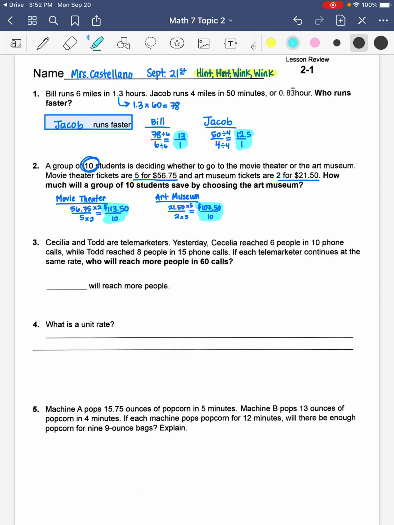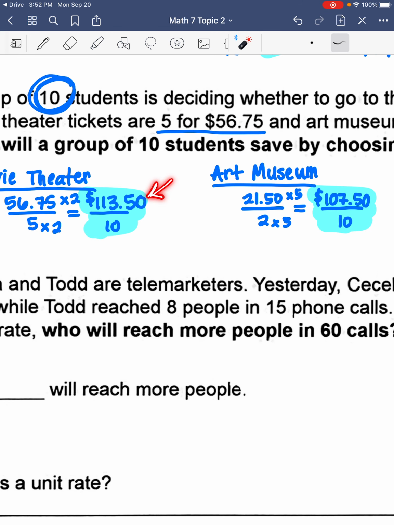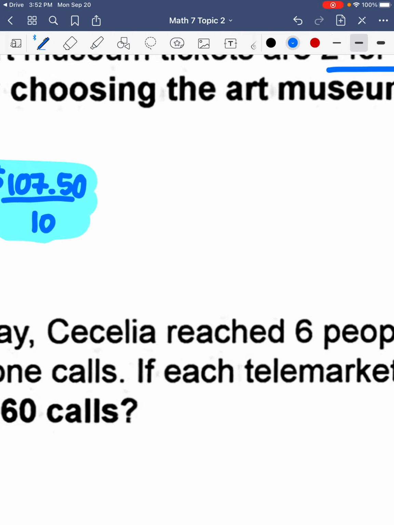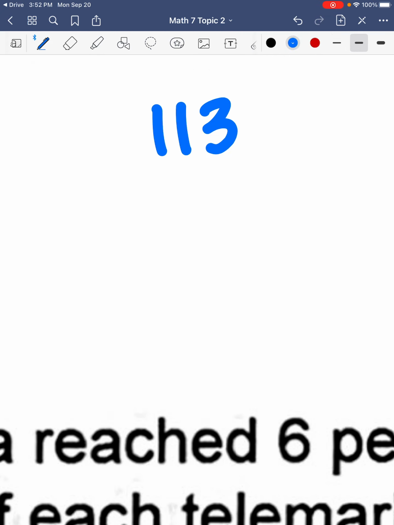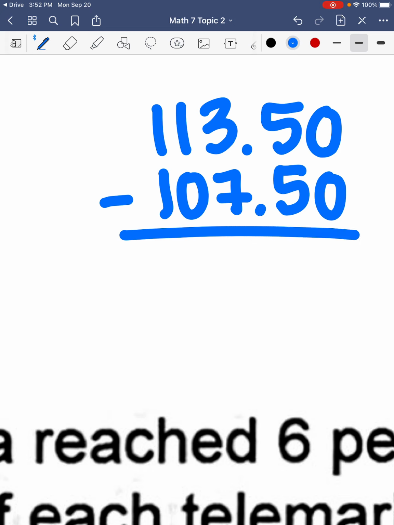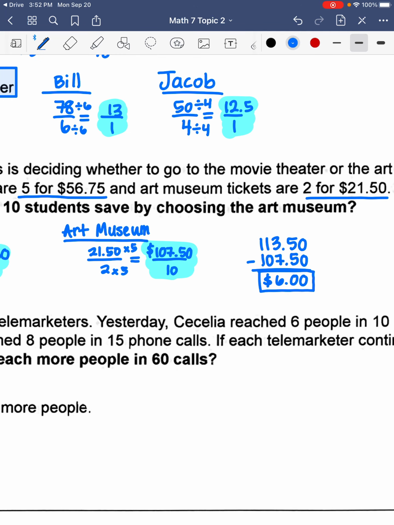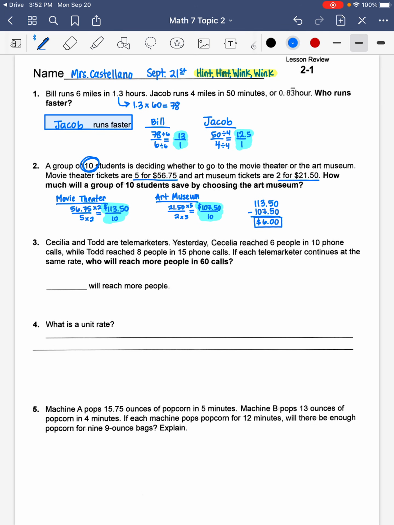It is cheaper. And the question was asking, how much will a group of 10 students save by choosing the art museum? So I'm going to take this amount and subtract that amount from it. $113.50 to go to the movies minus $107.50 to go to the art museum. When I put that in my calculator, or if I do it by hand, no matter how you do it, you're going to get $6. They will save $6 by going to the art museum.